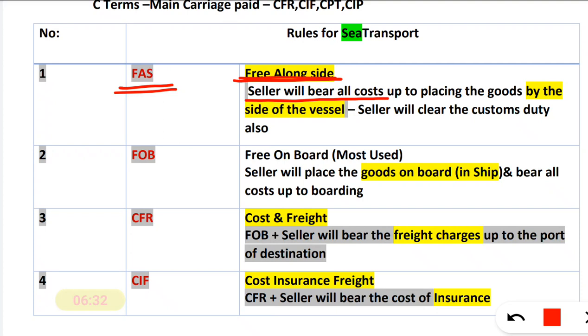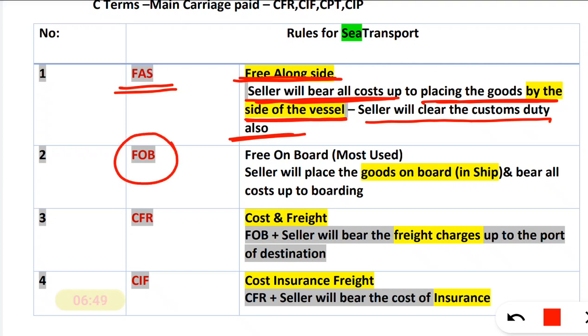Seller only bears the cost up to placing the goods by the side of the vessel, or by the side of the ship. Okay, and the seller will clear the customs duty also while placing the goods at the ship side. Now the next Incoterm is very interesting, FOB. FOB means Free on Board, and this is the most used Incoterm.